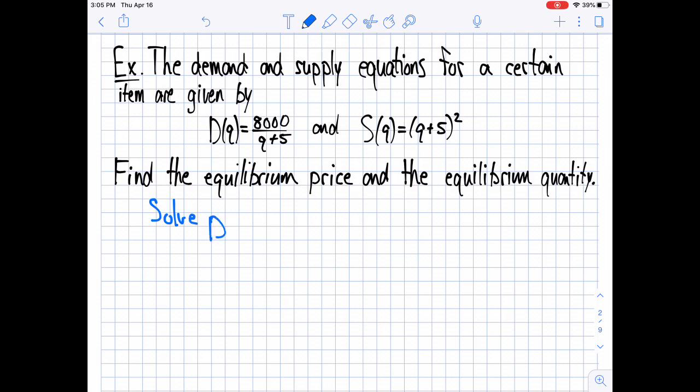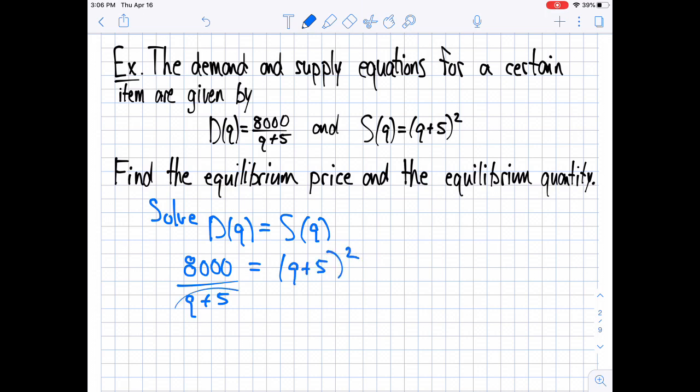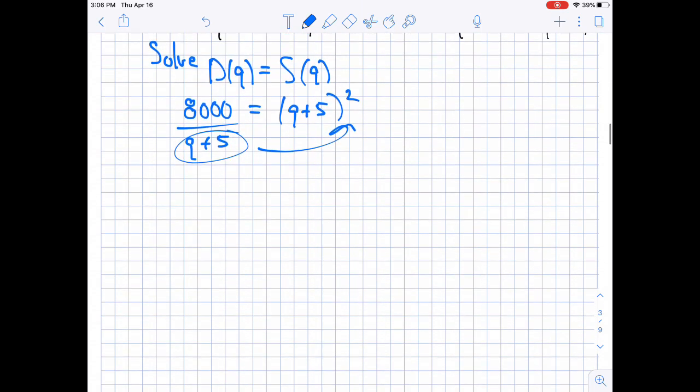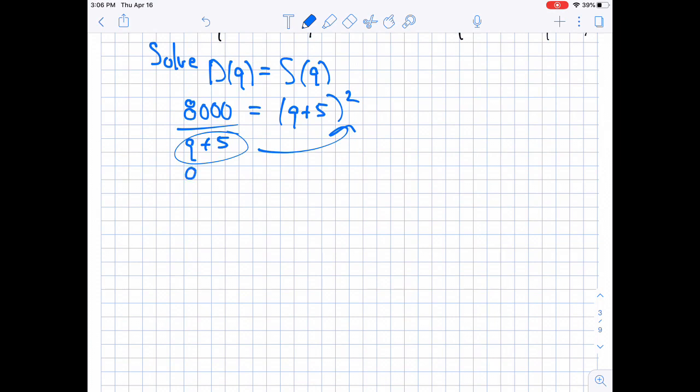is solve when D(q) is equal to S(q), which gives us 8,000 over (q + 5) equal to (q + 5) squared. To solve for q here, we're just going to take (q + 5) and multiply it onto both sides, and what we end up getting is 8,000 equal to (q + 5) to the power of 3. And so now what we're going to do is take the cube root of both sides.